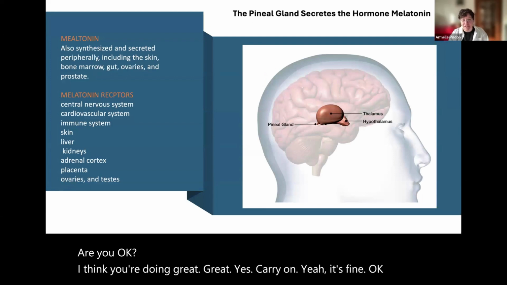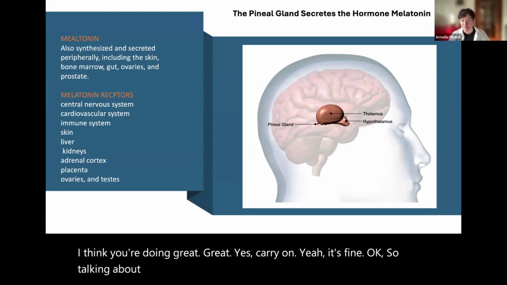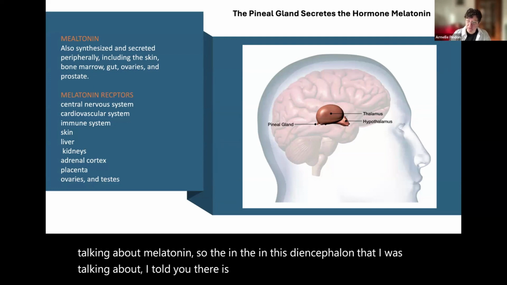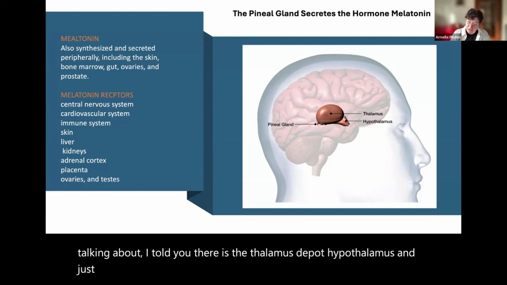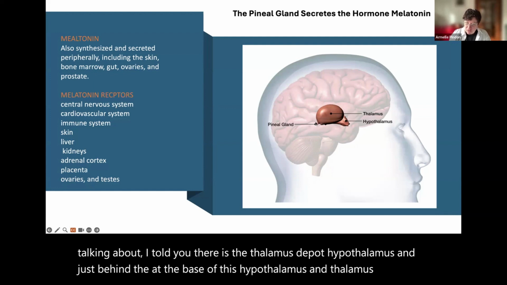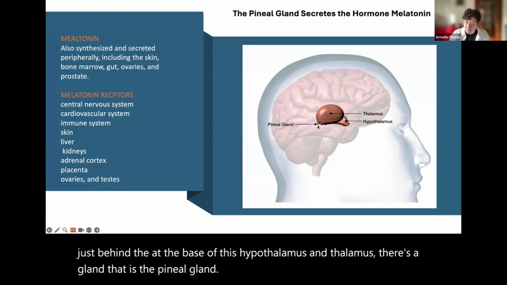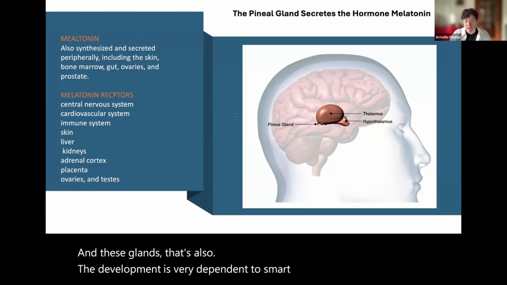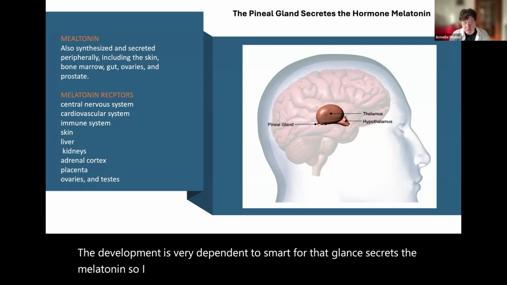Okay, so talking about melatonin. In this diencephalon that I was talking about, I told you there is the thalamus, the hypothalamus, and just behind, at the base of the hypothalamus and thalamus, there's a gland that is the pineal gland. And the development of this gland is very dependent on SMAD4. That gland secretes melatonin. So I think everybody heard about that hormone.